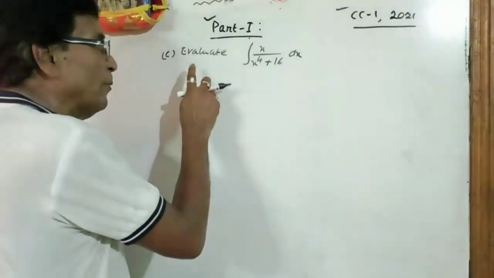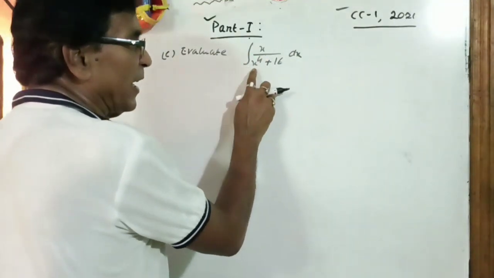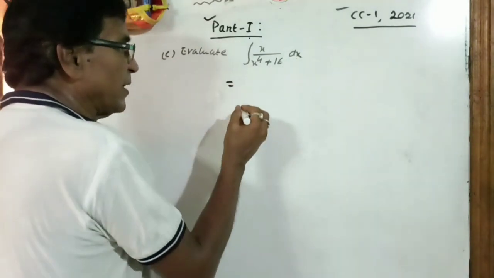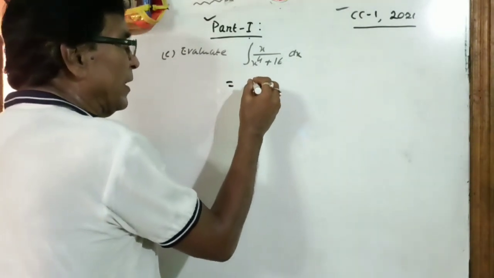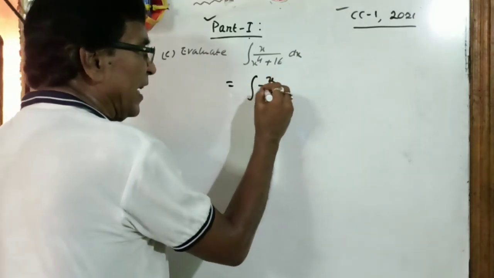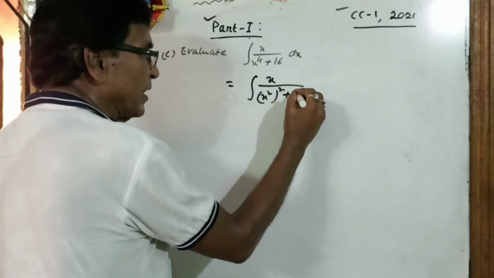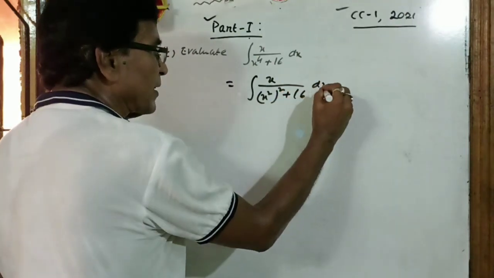Next is part C. Evaluate the integration of x by x to the power 4 plus 16 with respect to x. It is very simple integration. Here you see that this integration can be written as x by x square whole square plus 16 with respect to x.